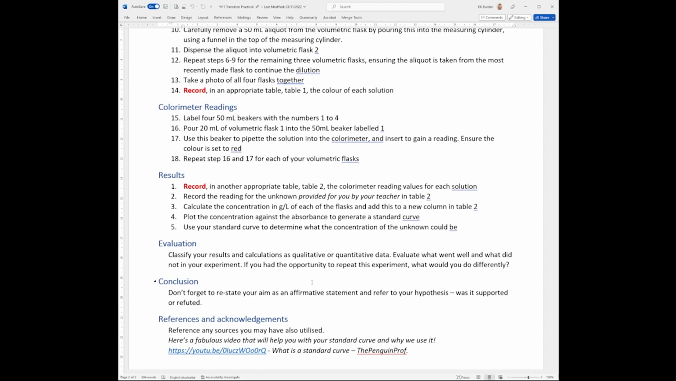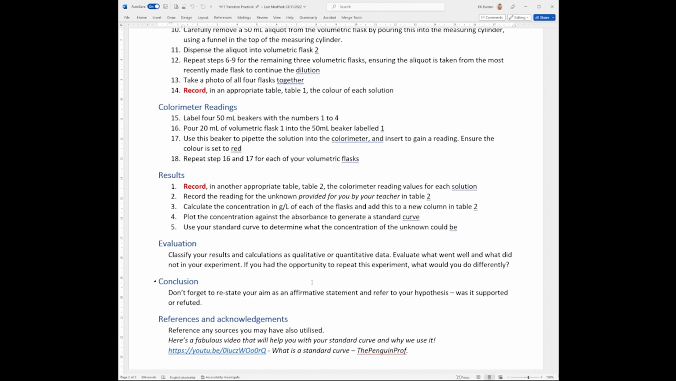So your results, you should have a table or two tables, depending on how you do this. You could incorporate it into one table. You should have on there your photos. You have in your table the colors of each solution, and then perhaps if you do it in one table, the next column would have the colorimeter readings for each of those solutions. You also need the concentration, so you need to work out the concentration of each of those.